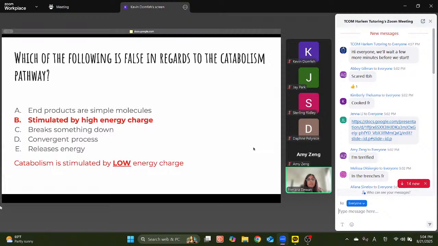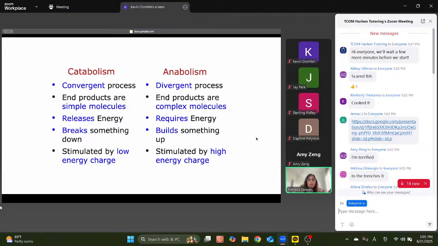And then going over the other answers, so for catabolism, the end products would be simple molecules. They're breaking down complex molecules like carbs and proteins and fats, and it is a convergent process, and it's also releasing free energy, so it's exergonic versus anabolism would be endergonic. And if we go to the next slide, that kind of overviews the differences again. Definitely review these. It's always good to know the differences, and this is likely to come up on your exam as well, so just make sure you're able to know the key differences.